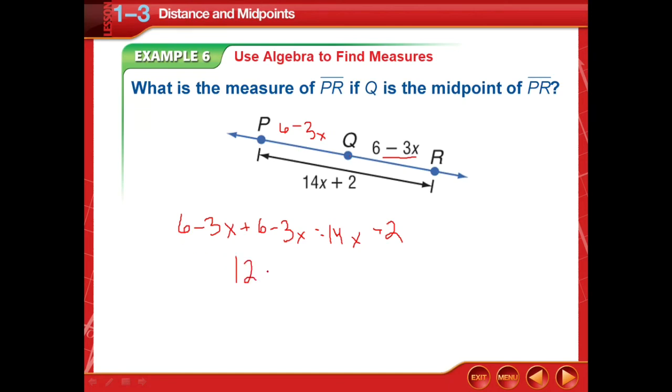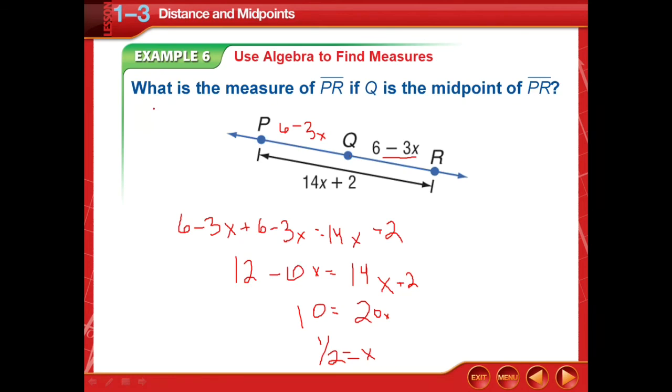To solve this, I combine like terms, and 6 plus 6 is 12, and negative 3x and negative 3x gives me negative 6x. 14x plus 2 does not change. I am going to add 6x and get 20x. And I'm going to subtract 2 and get 10. And then I am going to divide both sides by 20, and I get that 1/2 is equal to x. You can leave it as 0.5. You can also leave it as the fraction 1/2.